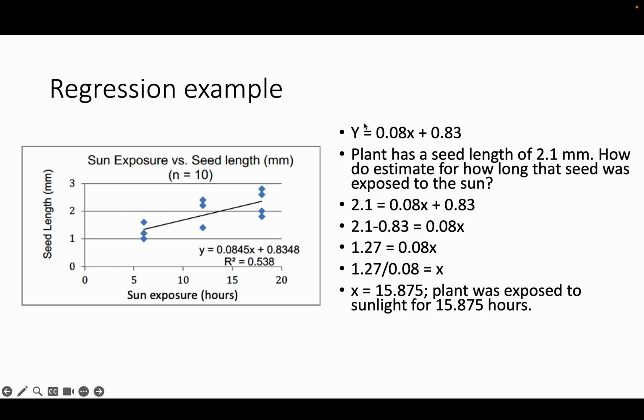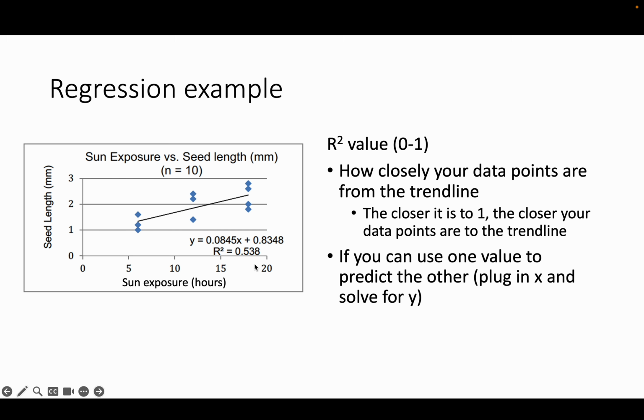Sure, you can plug in y, you can plug in the length of the seed and solve for x to see how long that plant may have been exposed to the sunlight for. But whatever value that you get, it probably won't be as reliable because the r-square value is so low. So that is what the r-square value tells you. It tells you these two things.